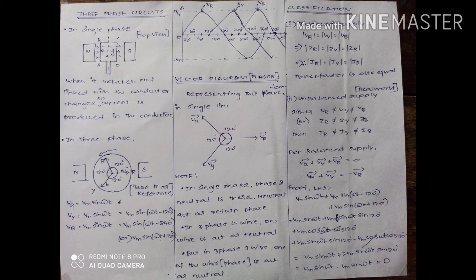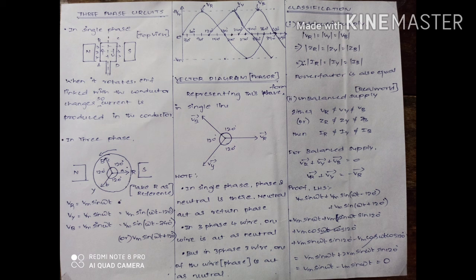Before that, we just discuss about single-phase circuit. In single phase, one conductor is rotating in a magnetic field. So the EMF linked with the conductor changes. Then current is produced in the conductor. In three-phase, three conductors are rotating in a magnetic field.